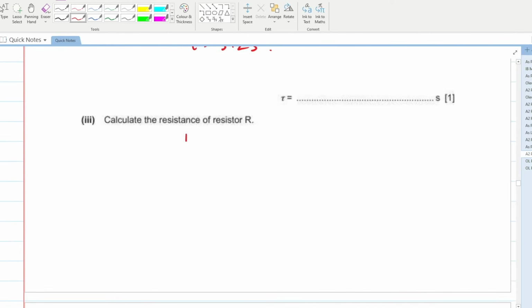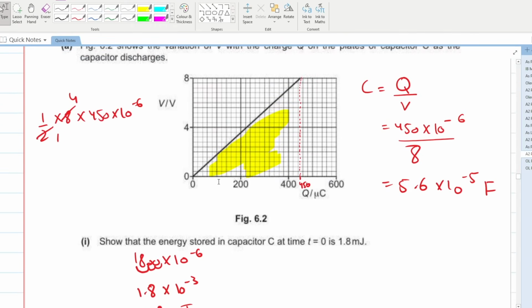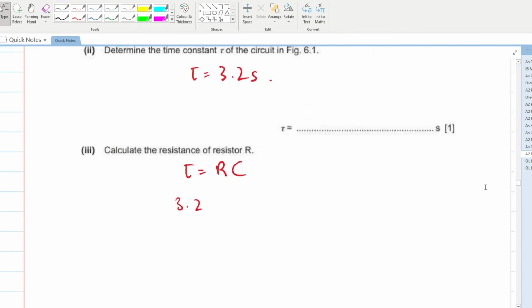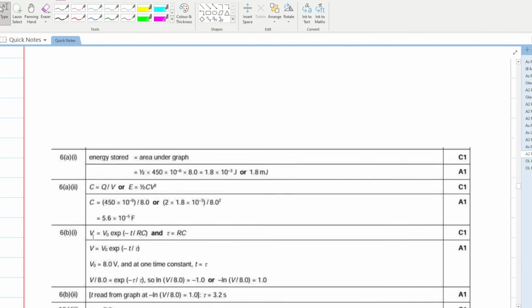Calculate the resistance R. Now we know time constant is equal to RC. You have the time, 3.2 seconds. You have the value of capacitance, 5.6 into 10 raised to the power of minus 5. If you place it here, will you get the resistance? Yes: 3.2 divided by 5.6 into 10 raised to the power of minus 5. This comes out to be, let me put it in standard form, 5.7 into 10 raised to the power of 4. Resistance is equal to 5.7 into 10 raised to the power of 4 ohms. Let's further move ahead. Is there any question? No.